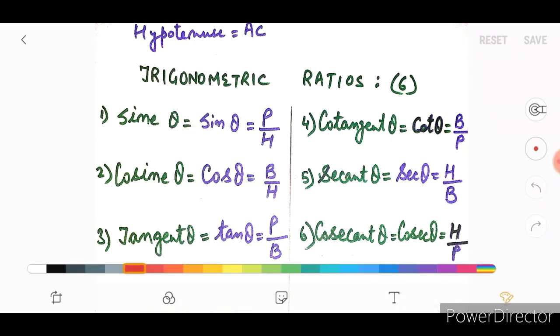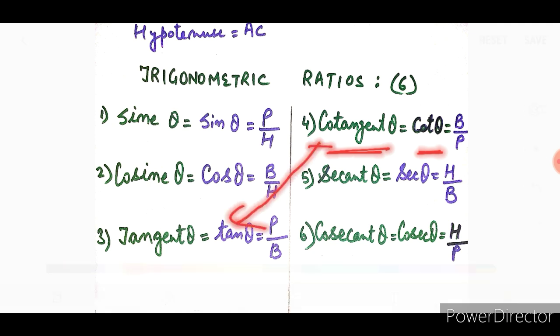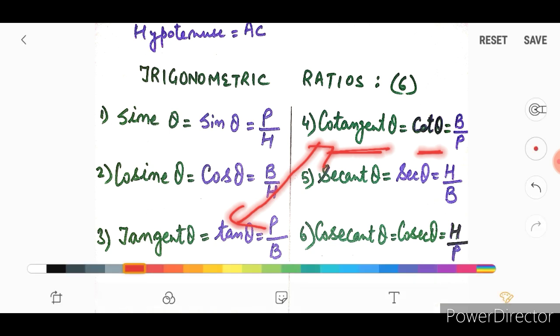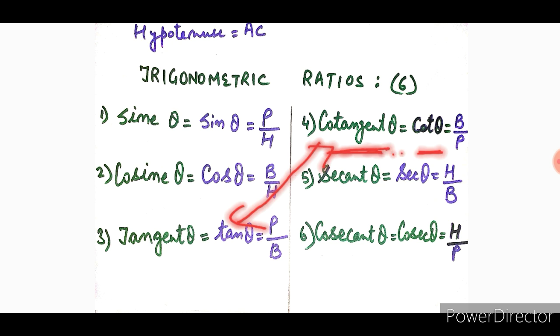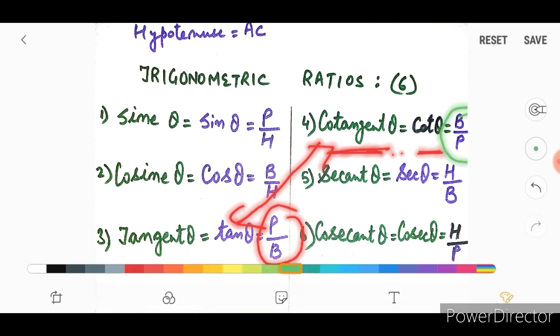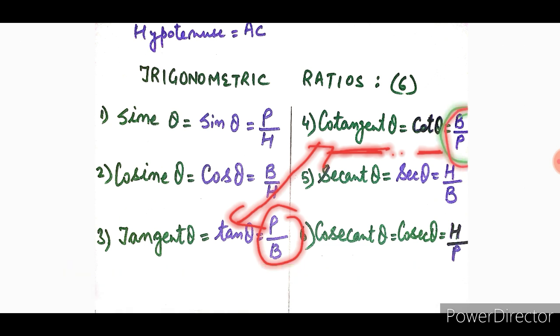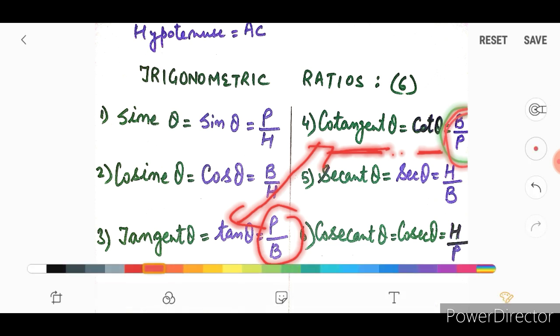Next part is cotangent theta, and the short form is COT, cot theta. See how easy it is to remember this. It is the reciprocal of tan theta. So you have to make the line across like this. Tangent theta is the reciprocal of cotangent theta, right? The tangent theta formula is P upon B, but its reciprocal will become B upon P. B upon P is the reciprocal of P upon B. So this has become cotangent theta, cot theta.